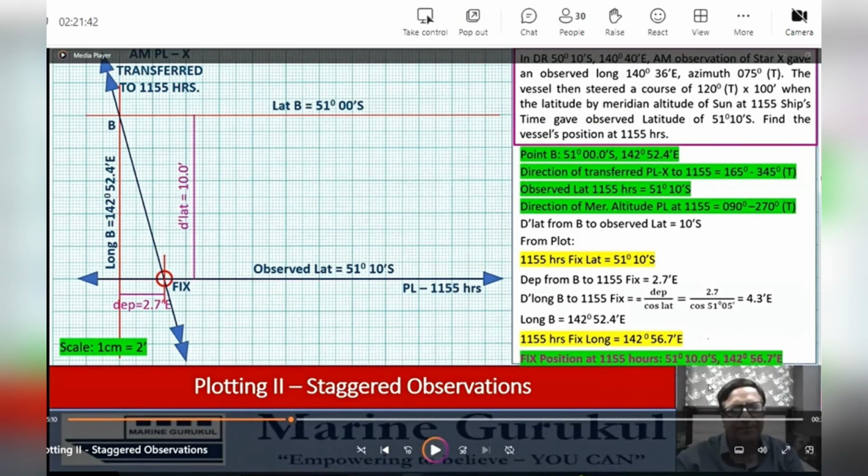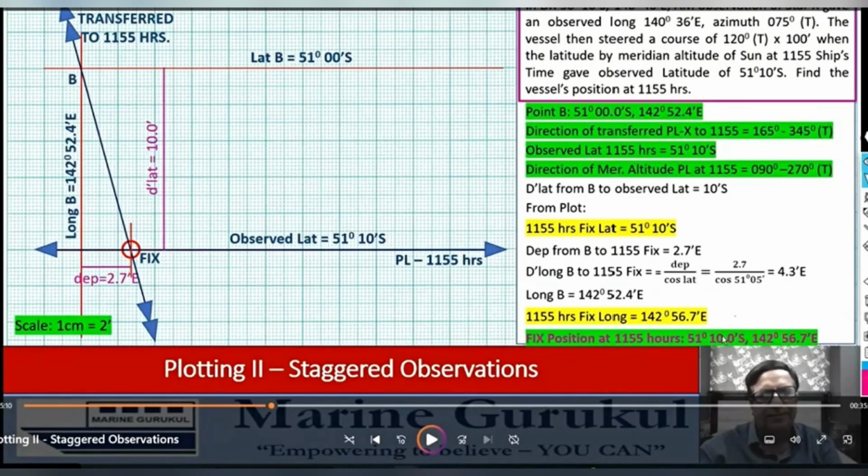So we have used observed long. In this case, we cannot use the DR long. It would be incorrect, beta. For transferring the PL, we need a point which is situated on the PL. So PL is passing from observed long. That's why we have to use the observed long. Okay, sir. Understood. So this was a staggered plot.